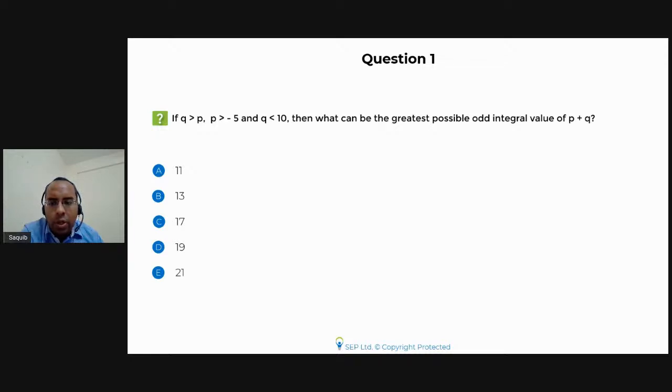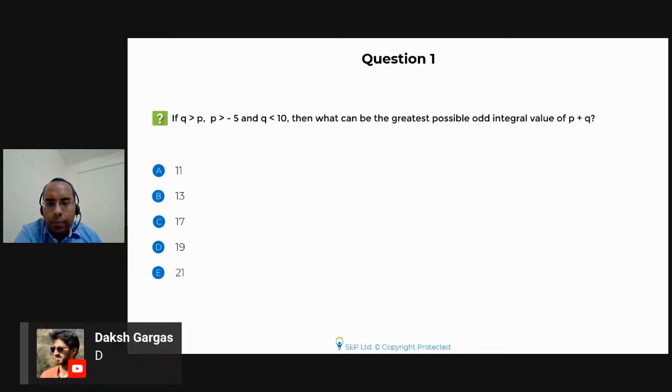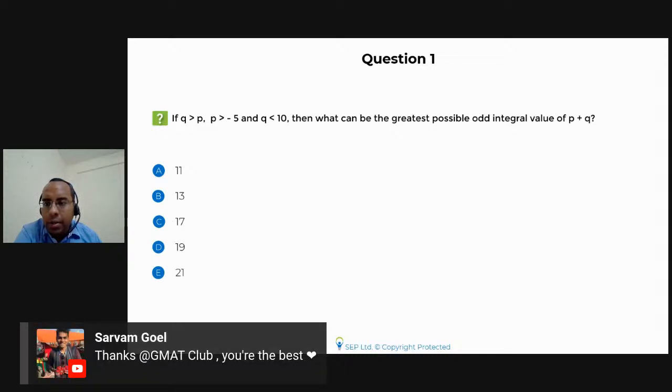Okay, guys, you can start posting your answers. Okay, I can see a D, Daksh is saying D, Ayush D. I can see some C's, Abhishek, Nirav, Arun, they are all saying C, Esanul C.